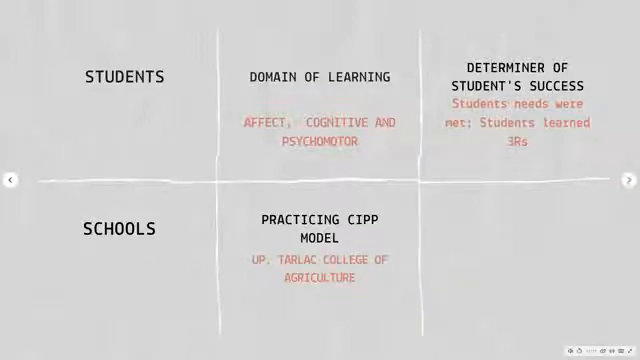So, do you have any idea which school adopts the CIPP model? Yes. One school is Tarlac College of Agriculture. It uses this CIPP model under the Adapt a School program. It is a development project of the Commission on Information and Communication Technology that supports the effort of the Department of Education in promoting ICT in education.